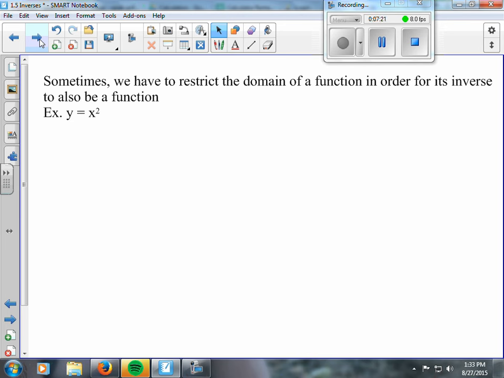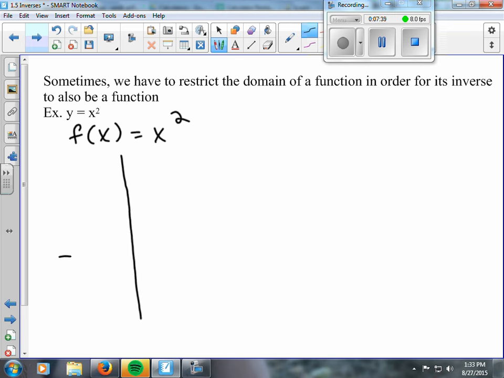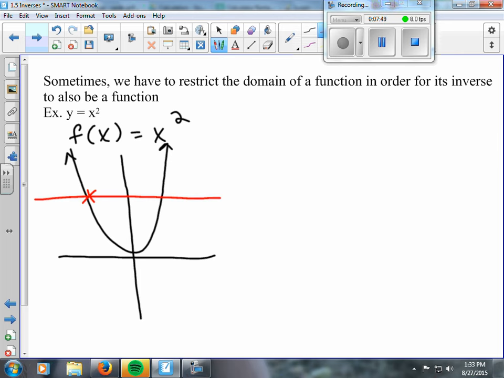Sometimes when you have a function, we don't pass a horizontal line test, but we still want to figure out the inverse. And I sort of glossed over this example before, but we talked about x squared, and I said shouldn't the inverse be square root of x? And yes, that is the inverse. The problem is that x squared does not pass a horizontal line test. This is the graph of x squared, and so we failed the horizontal line test. This failed.